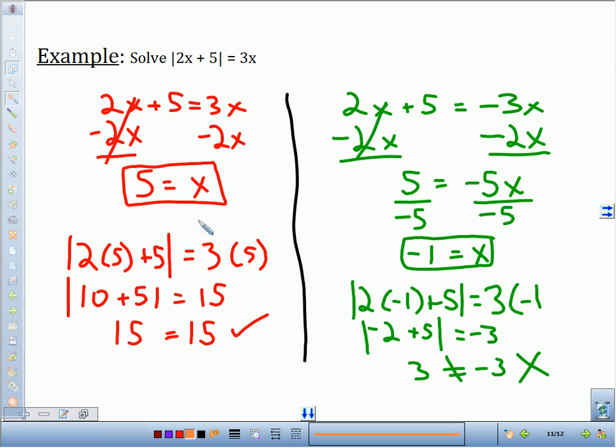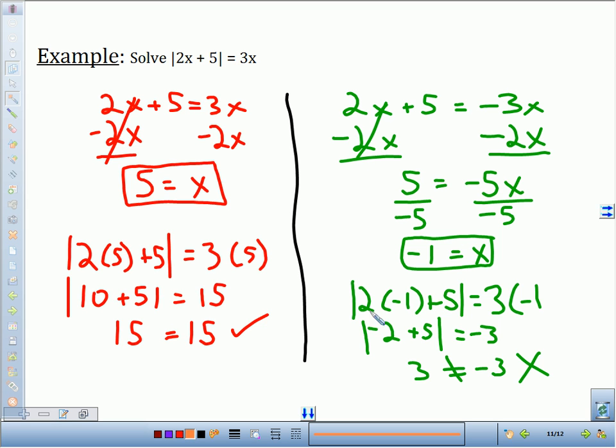Plugged in my first solution, 5, into the original equation, got me 15 equals 15. 2 times 5 is 10, plus 5 is 15. 3 times 5 is 15, so this is a solution. 5 is a solution.